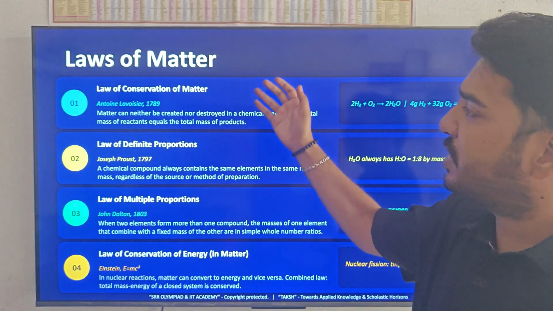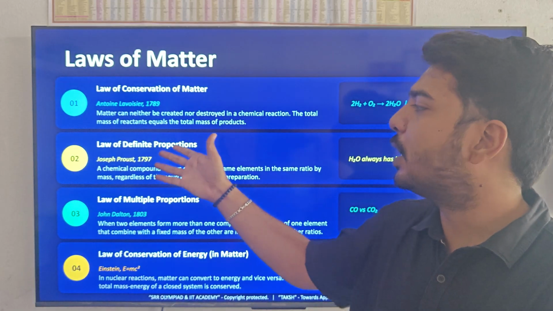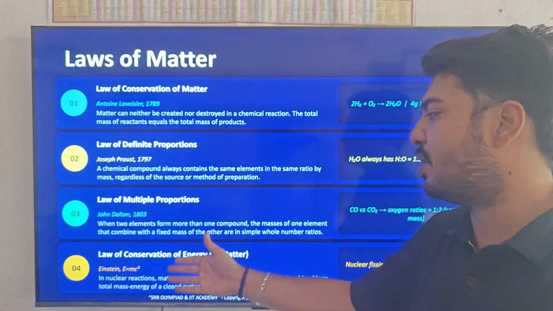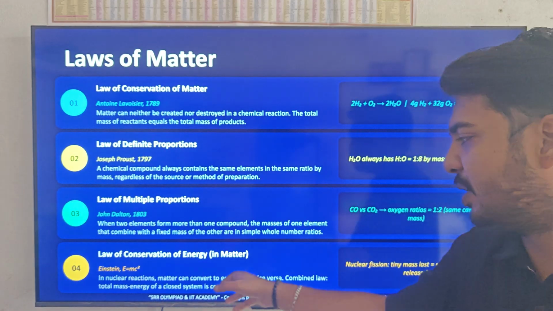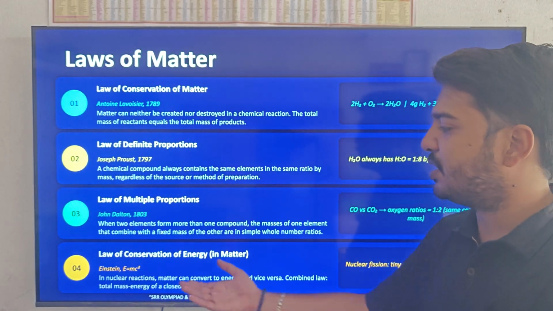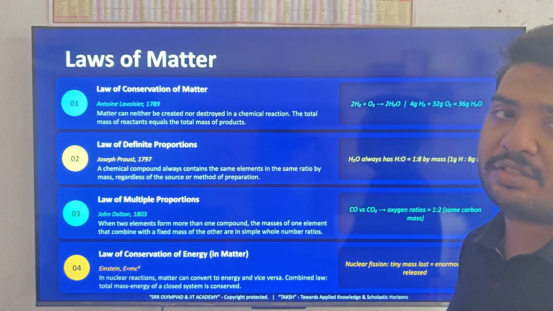So the first one is the law of conservation of matter, then the law of definite proportions. Next comes the law of multiple proportions. Next comes the law of conservation of energy. Okay, this will be very famous, like Albert Einstein gave the energy formula, which is E equals mc squared.